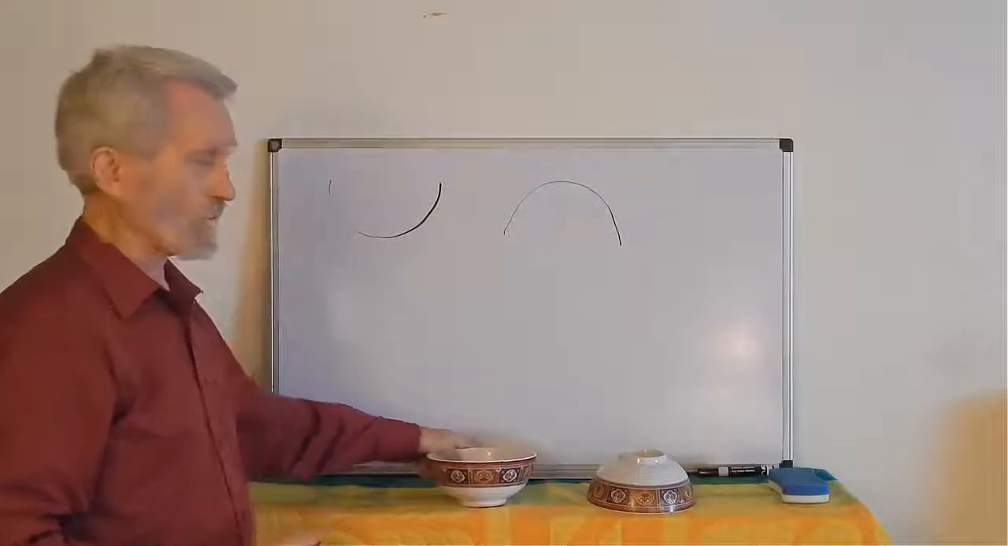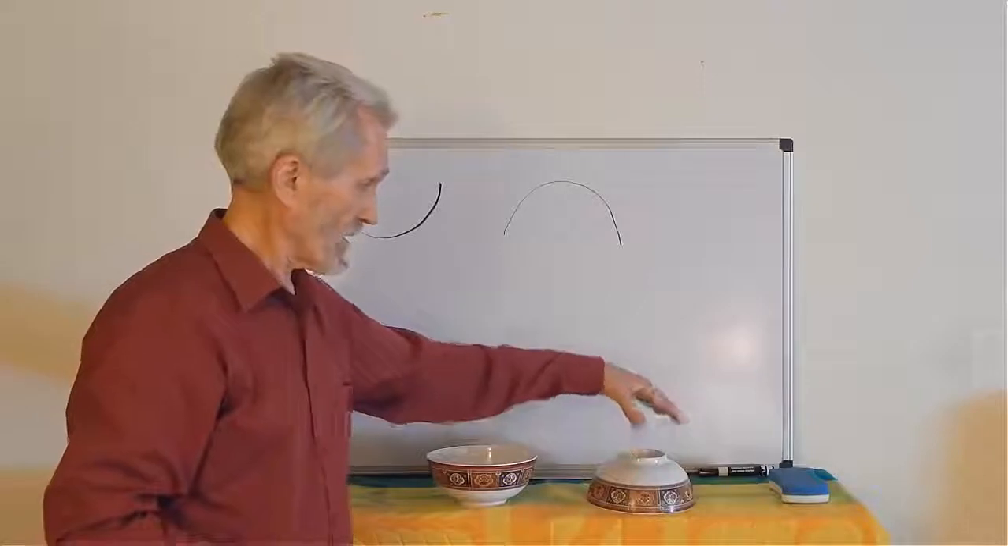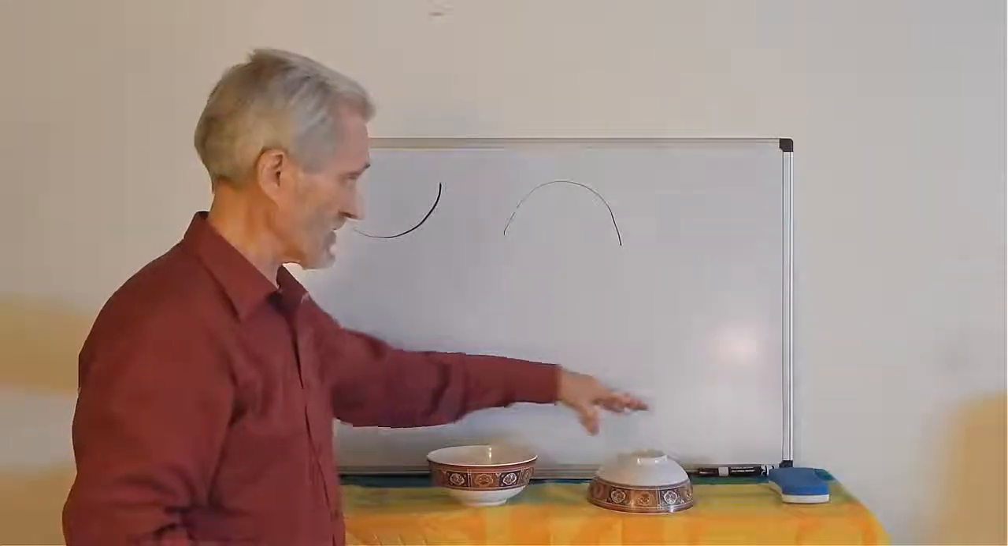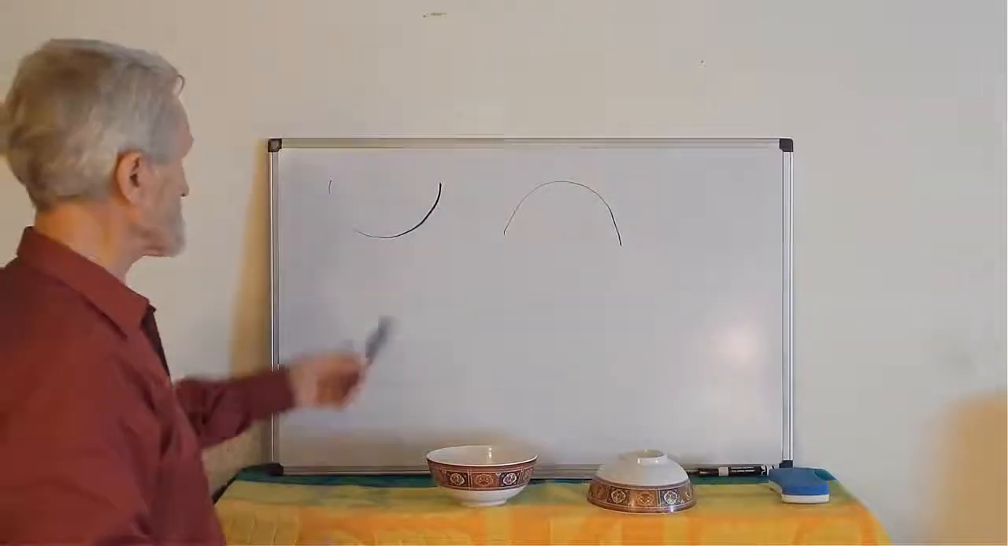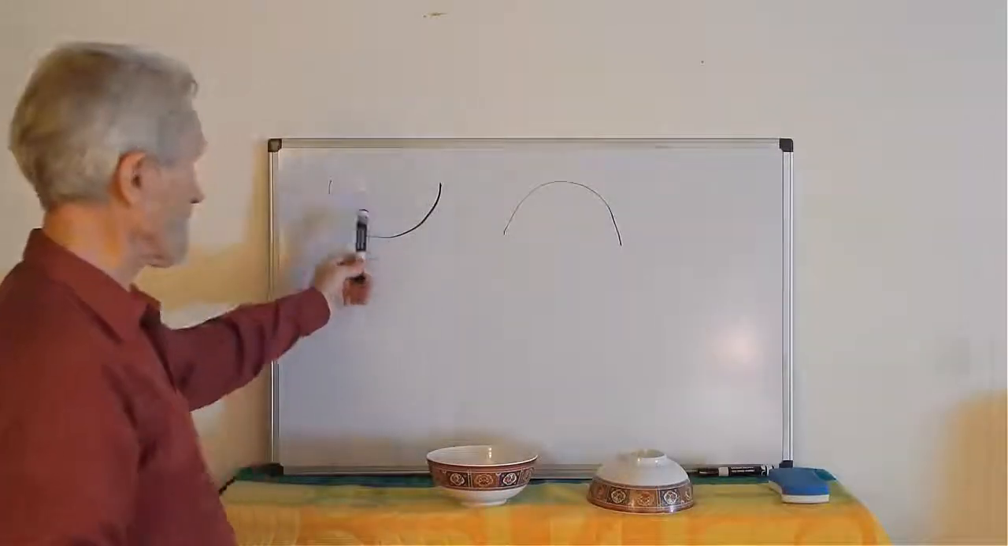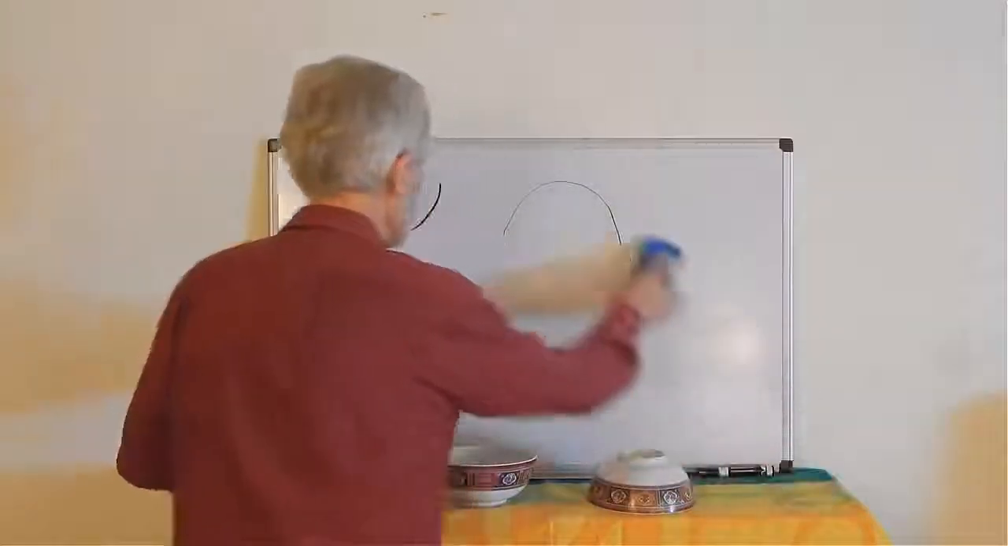This bowl will hold water. This bowl will not hold water. If you pour water into this bowl, it'll stay. If you pour water here, it will just make a mess. Now we need to understand clearly the difference between concave and convex. It's critical to understanding what is going to be presented right now.